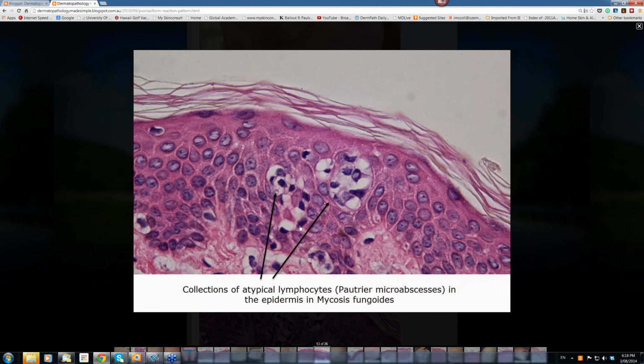The next one shows what happens when you get Pautrier microabscesses. Here you've got these atypical lymphocytes. Look at the variation in the size of the nuclei here. And they're forming these little collections in the epidermis itself. And this is a classic feature of mycosis fungoides.